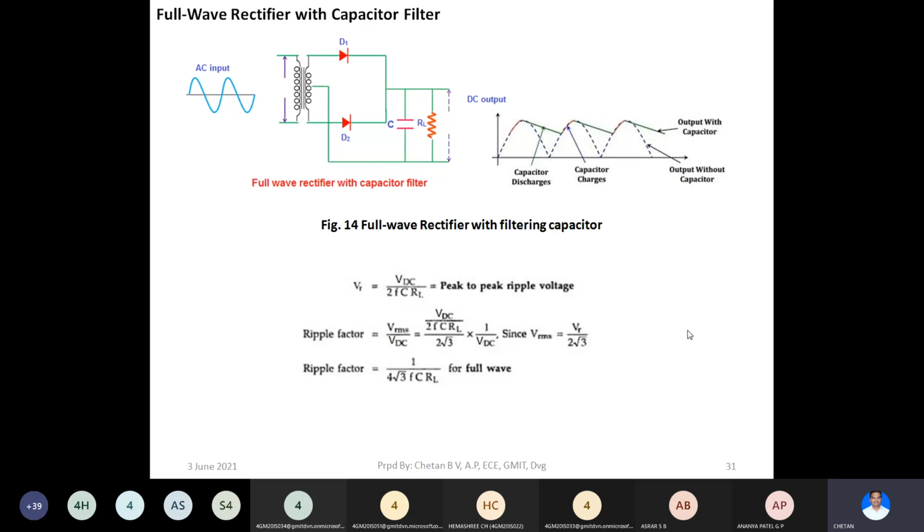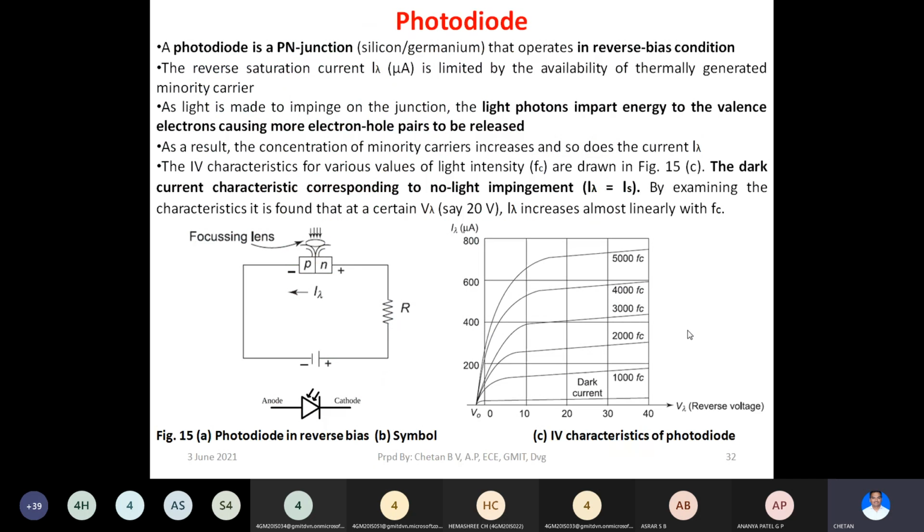Next concept is of a photodiode. This is also a very interesting concept, the photodiode. Usually this photodiode is a PN junction diode. It is like a normal PN junction diode, which is usually operated in reverse bias condition, right? And you already know whenever a diode is operated in reverse bias condition, a small amount of current, also called reverse saturation current, will flow through the diode, right?